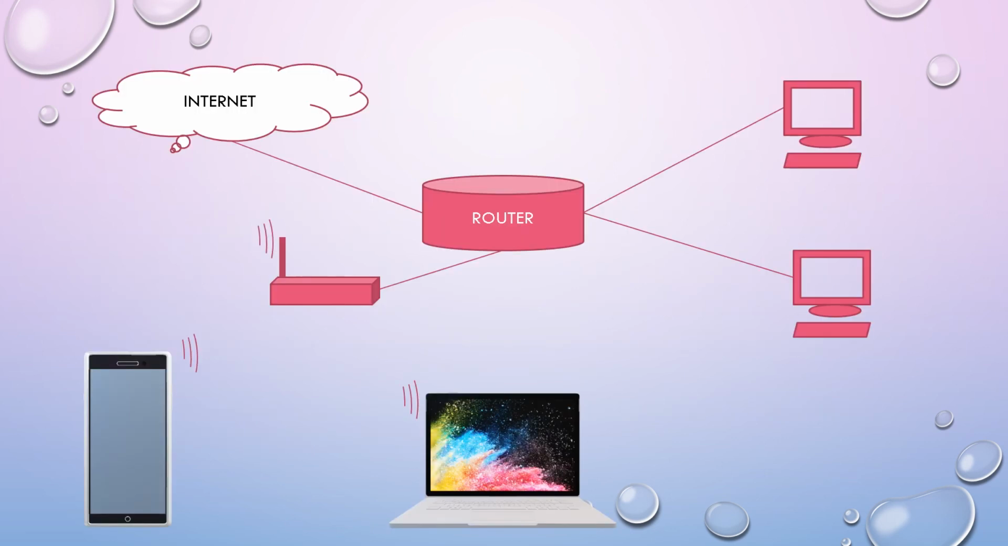Now let us check what actually a wireless access point is. There is an internet service provider which is connected to a router. The router is connected by wire to two PCs and one routing device. This routing device allows devices to connect wirelessly. One mobile phone and one laptop are connected to the internet wirelessly with the help of this routing device. So this is the example of a wireless access point. Basically, we have converted the wired internet service into a wireless internet service with the help of a wireless access point. So this is nothing but a wireless access point.